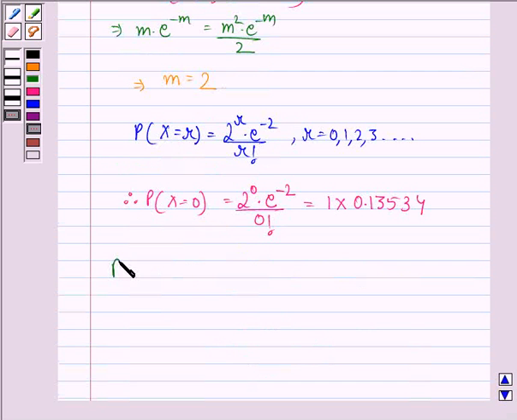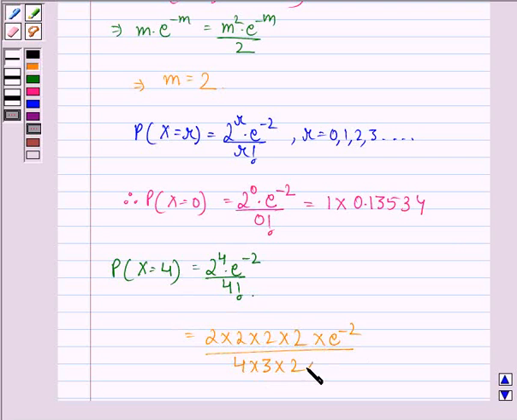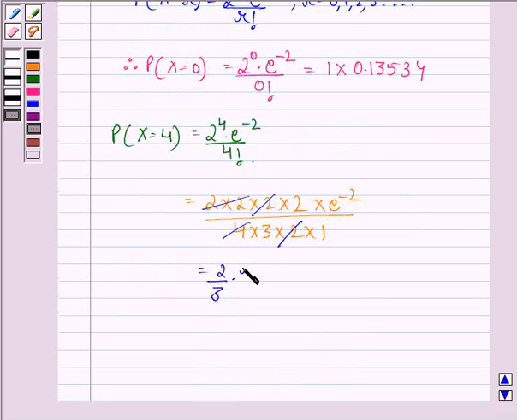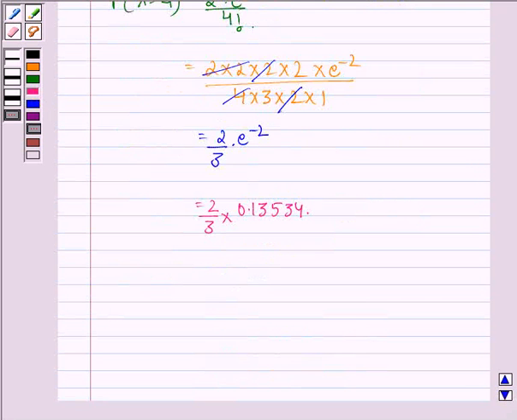And probability at x equals 4 will be equal to 2 raised to power 4 into e raised to power minus 2 divided by 4 factorial. That is equal to 2 into 2 into 2 into 2 into e raised to power minus 2 divided by 4 into 3 into 2 into 1. 2 into 2 is 4, so this gets cancelled with 4. 2 with 2, and we are left with 2 by 3 into e raised to power minus 2. That is 2 by 3 into 0.13534, and this is equal to 0.0902.